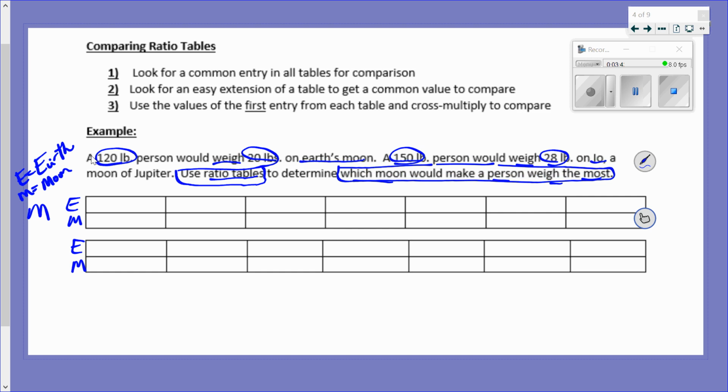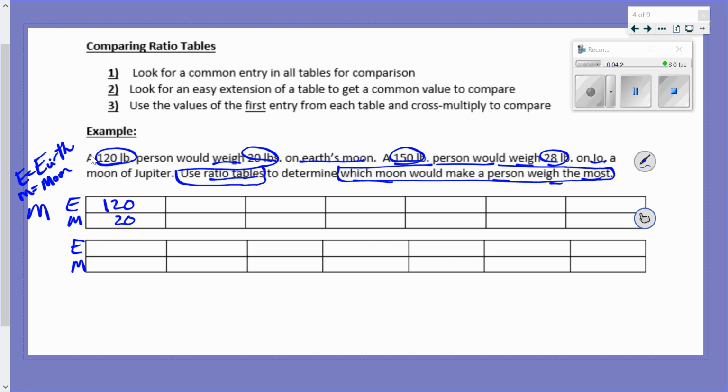What is my first entry going to be? What do you think, Xavier? What's the Earth weight for the first person? 120. What's the moon weight for that same person? You know you have it right in front of you as well, right? You don't have to look at the board. You should have it anyway, if you wrote it down already. Allie? 20 pounds, right? Does everybody see that?